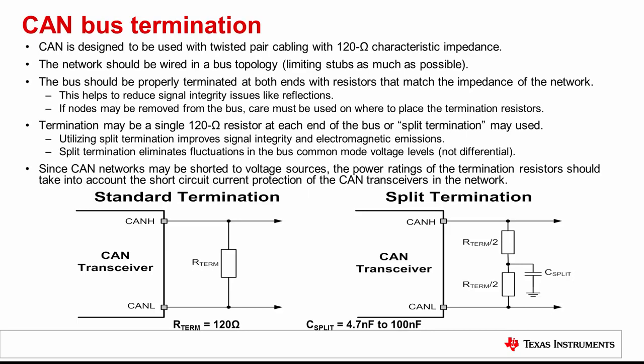Termination may be a single 120 ohm resistor at each end of the bus, or a split termination may be used. Utilizing split termination improves signal integrity and electromagnetic emissions. Split termination eliminates fluctuations in the bus common mode voltage levels. Since CAN networks may be shorted to voltage sources, the power ratings of the termination resistors should take into account the short circuit current protection of the CAN transceivers in the network.